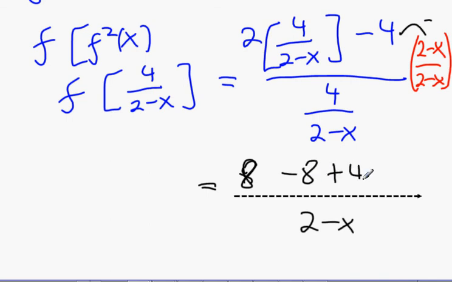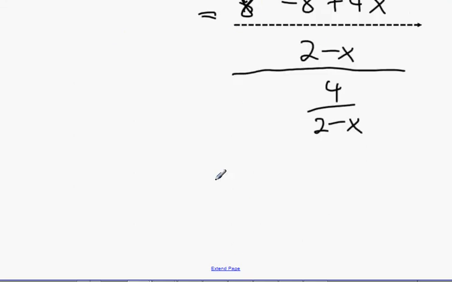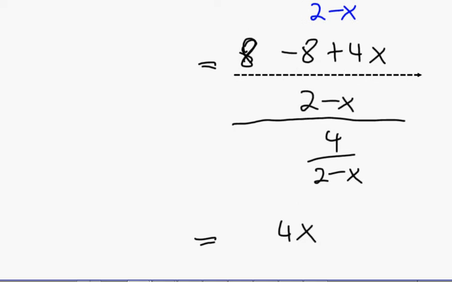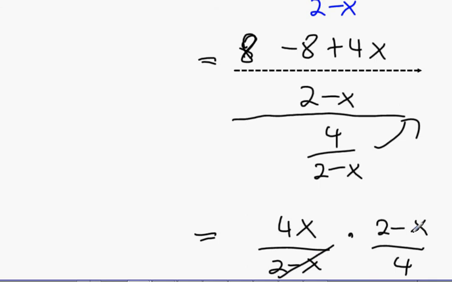2 minus x, and this here is going to be 8, and then it's going to be 8, and that's going to be 4 times 2, which is minus 8 plus 4x. Okay, so 8 minus 8 plus 4x all over 2 minus x, and then on the bottom it's going to be 4 minus 2 minus x. So what we're going to get is 4x, you looking? 4x over 2 minus x, bring this fraction to the top, turn it upside down, 2 minus x over 4. And all of a sudden they cancel, and it comes back to x.